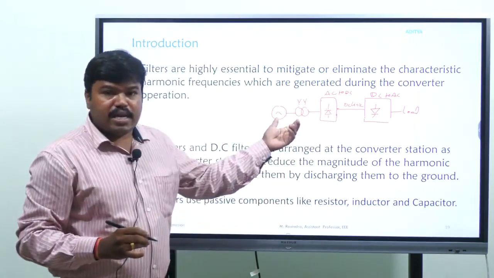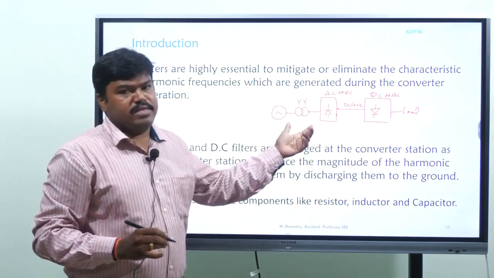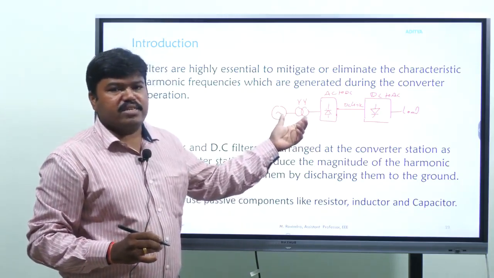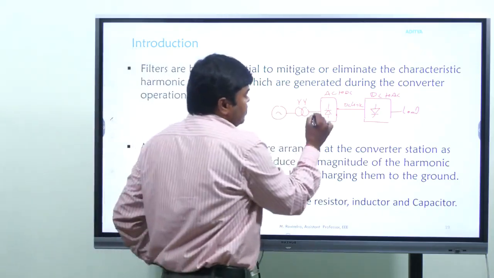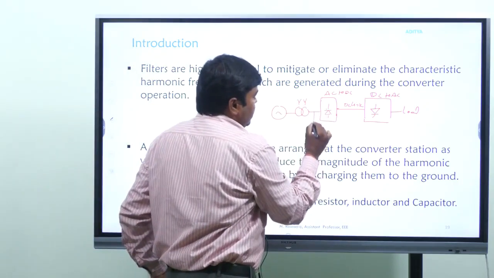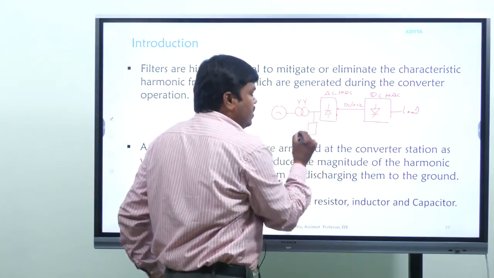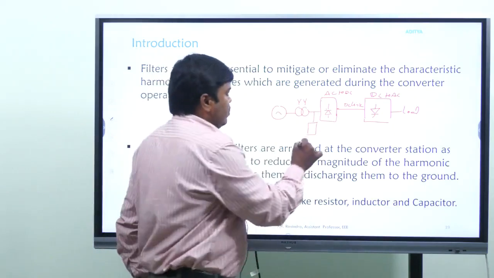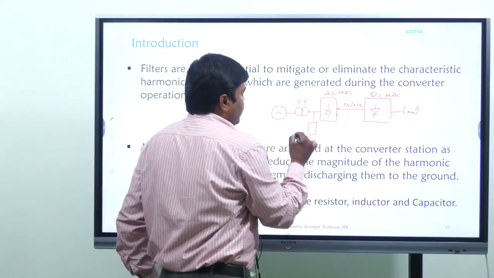At the transformer, some harmonics are generated. Mainly the harmonic that is generated is the third harmonic. To filter out these harmonics, we connect single tuned filters and double tuned filters. These are the AC filters connected here.